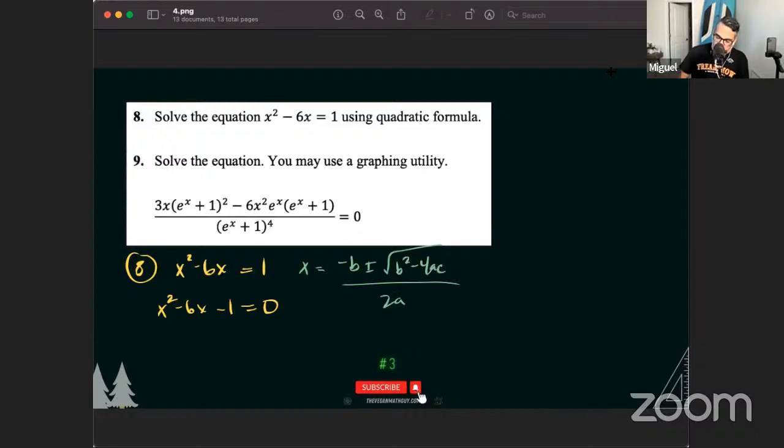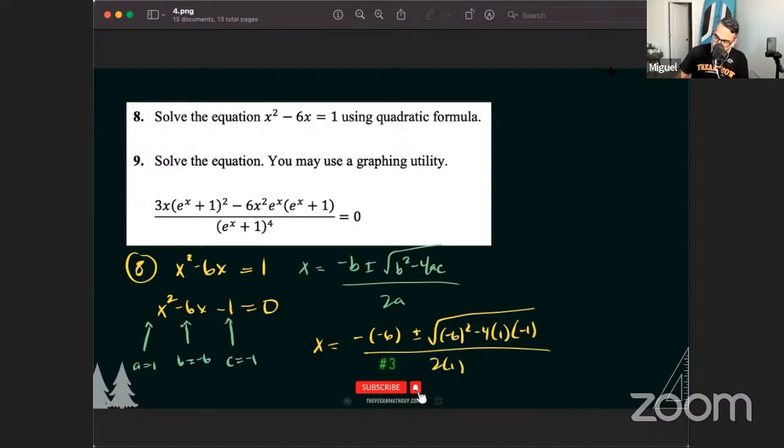Okay. And if this is calculus or calculus prep, you should know that your a value is 1, your b value is negative 6, and then your c value is negative 1. Okay, here we go. So x is equal to negative 6 plus or minus negative 6 squared minus 4 times 1 times negative 1 all over 2 times 1. Okay, I think I'll have enough space. Let me just move this up to the top. So 6 plus or minus root 36 looks like plus 4 all over 2.